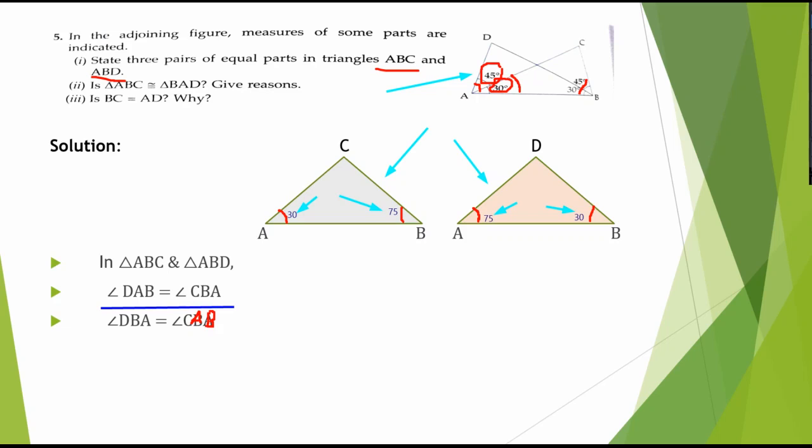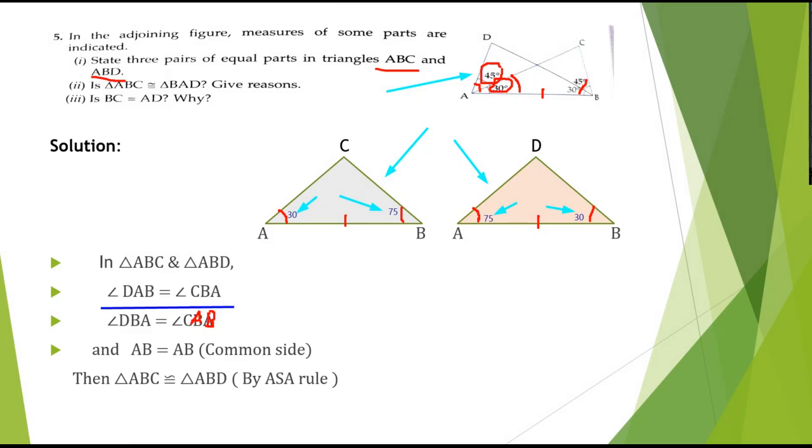Now, what is the third thing that is equal in the two figures? This side AB is equal to this side, again AB. So both are having the same side AB. That means AB actually was common in the given figure. So we can write the next step as AB equal to AB because it is a common side in both the triangles. So we got two angles and one side equal in the two triangles, and hence the two triangles are congruent by ASA rule.